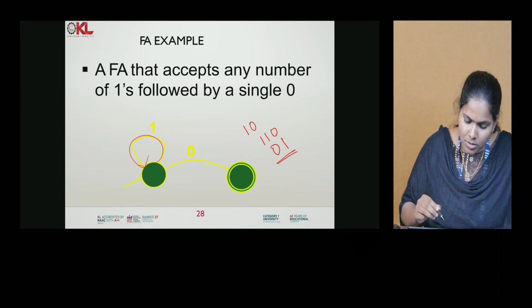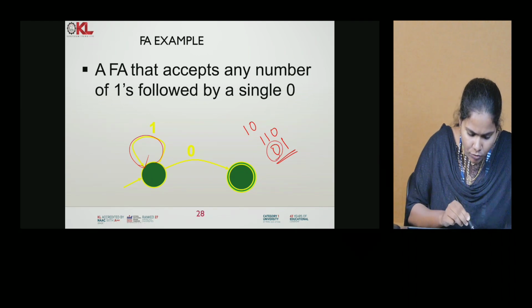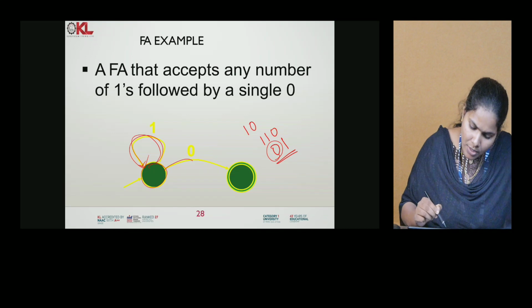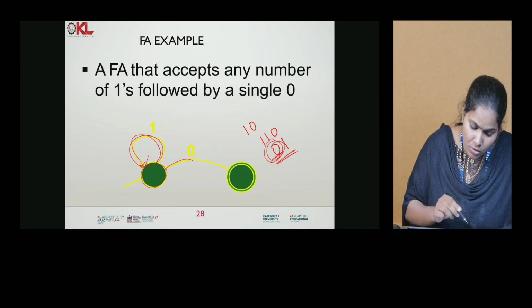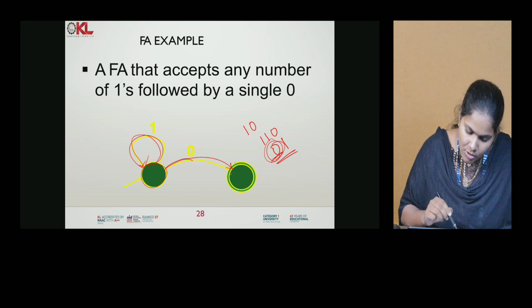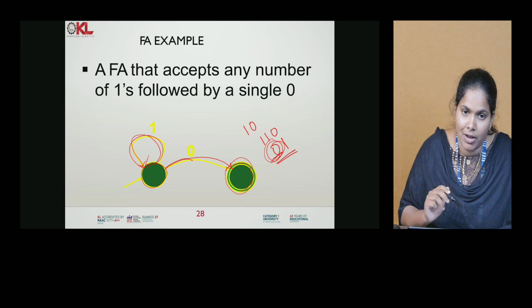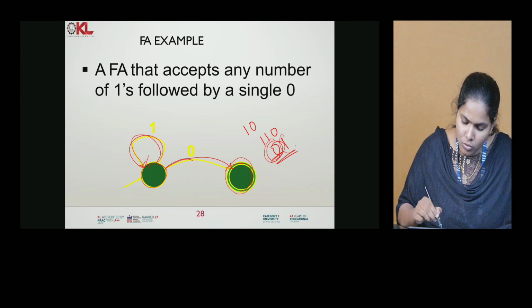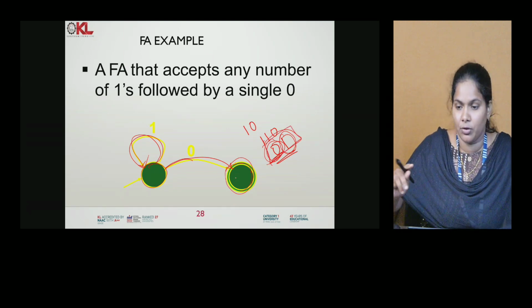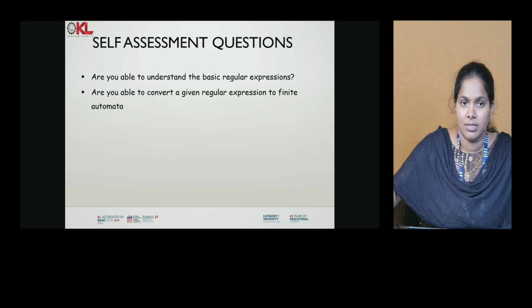Why? Because from the starting state you can go on either 1 or 0. The input string starts with 0, so we go to this state, which is the accepting state, and now there is no transition from this final accepting state to generate the next input symbol. So this input string is not accepted by this finite automata. So these are some examples.